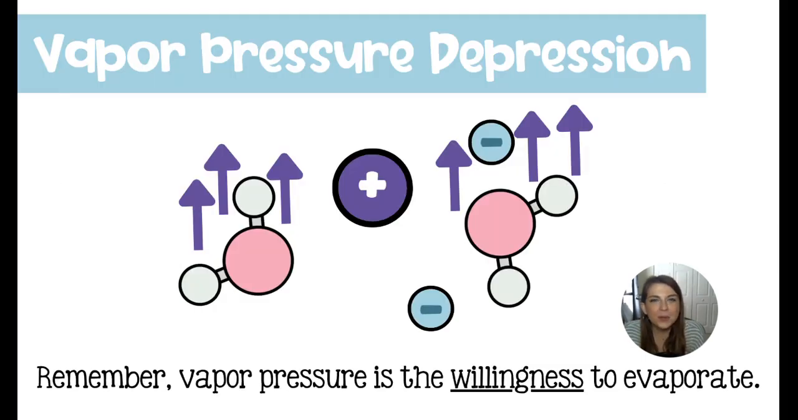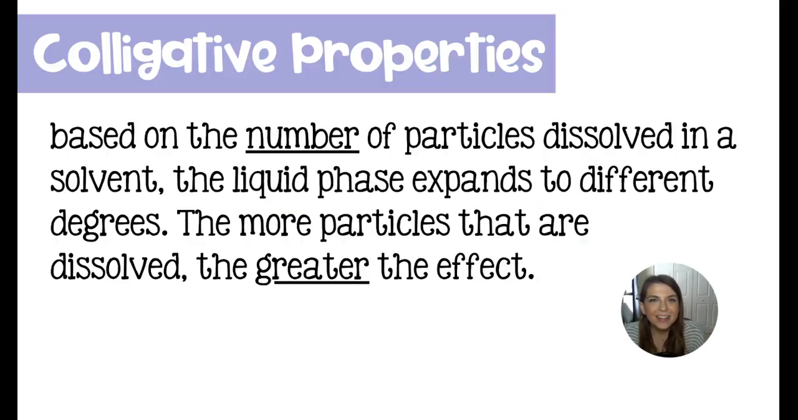So like I said, vapor pressure is the willingness of a substance to evaporate. And if we have a bunch of particles blocking water's ability to evaporate, it is going to find that to be a more difficult process, and hence the vapor pressure will drop. The change in boiling point, change in freezing point, and the change in vapor pressure based on dissolved particles are called colligative properties. The degree or severity of the colligative property is going to change based on the number of particles that are dissolved.